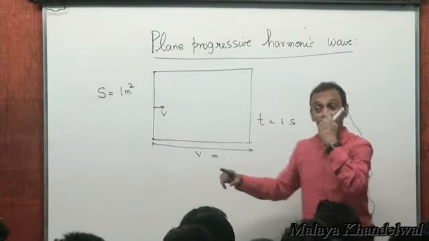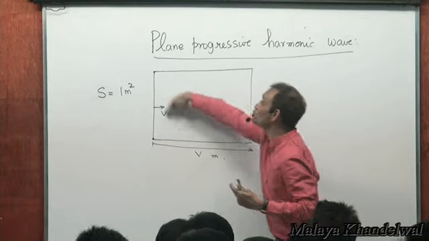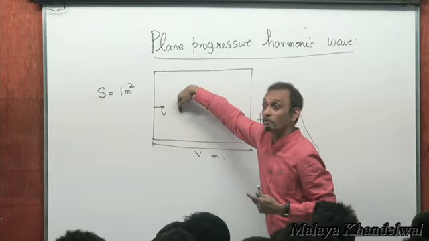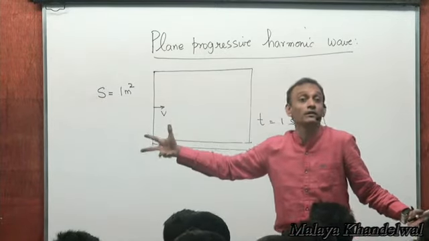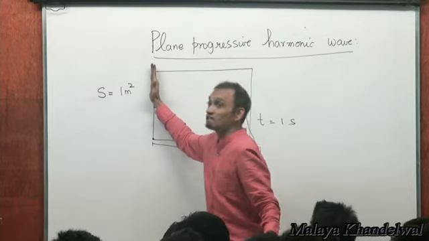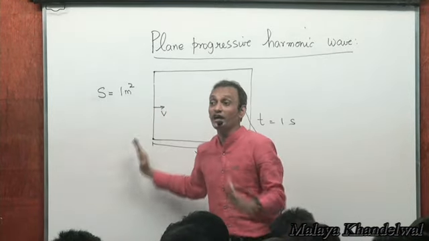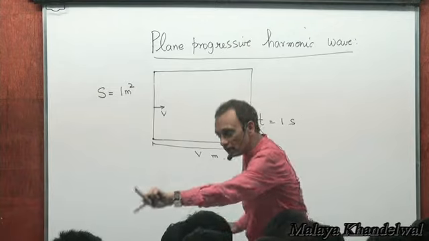Okay, in any case, so if I can calculate the energy of all the particles in this region, then that would be the energy that I am seeking. Energy flowing past a unit area in 1 second. Clear?